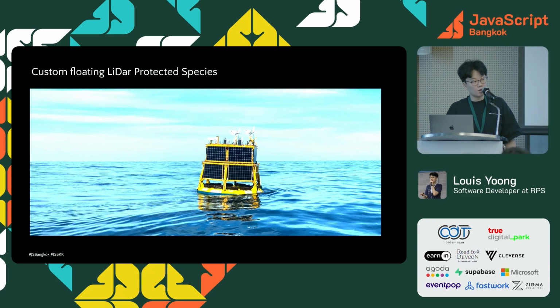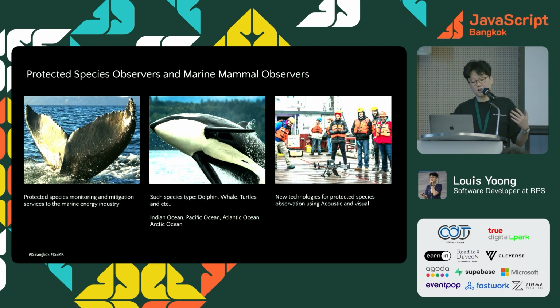Okay. So a little bit of an introduction to my background, what I'm doing as a software developer. My company is a US company, and we normally use custom floating data to protect species around the world. The species we protect include dolphins, whales, and also turtles, in the Indian Ocean, Pacific Ocean, and Atlantic Ocean. We also use new technology like AI to protect the species observations, and we don't just use the cursor to track that, we also use drones.